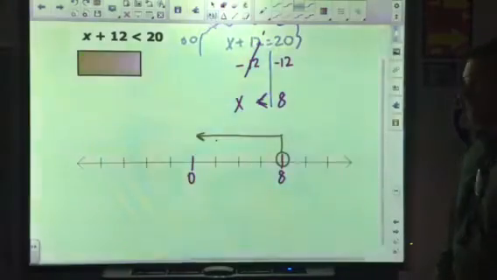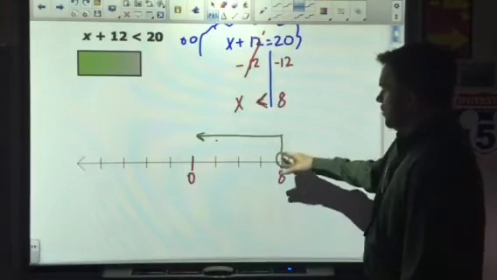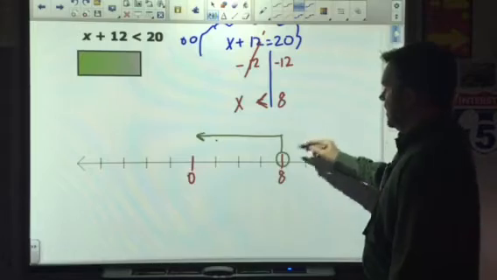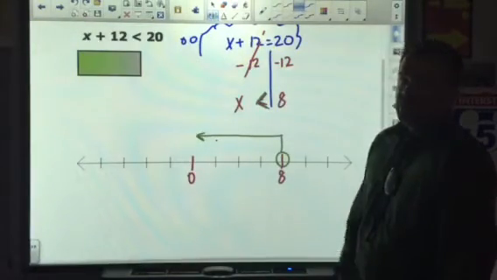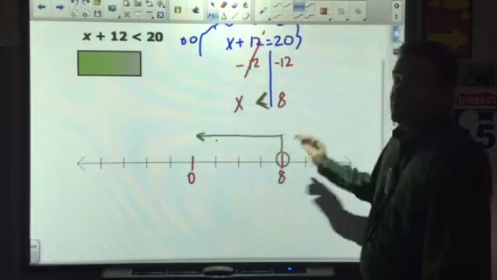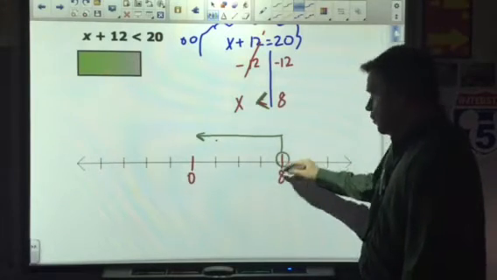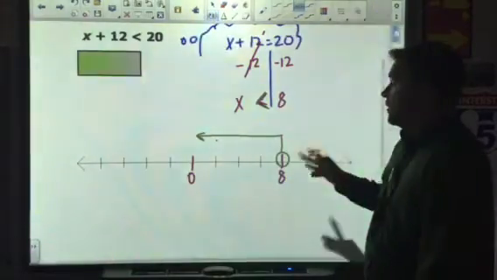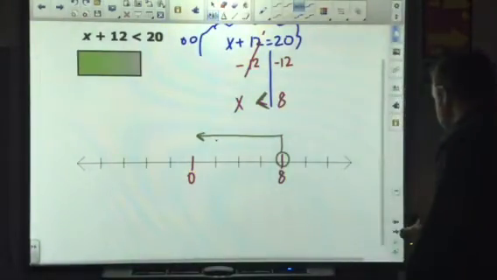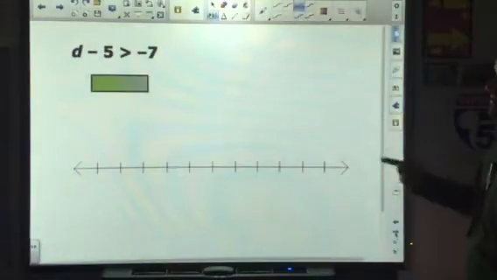And one last note I want to talk about now is that this symbol makes it have an open circle, because we're saying we do not include 8. 8 doesn't work. It's anything that is near 8, but it's not going to be 8. Okay. Next example.